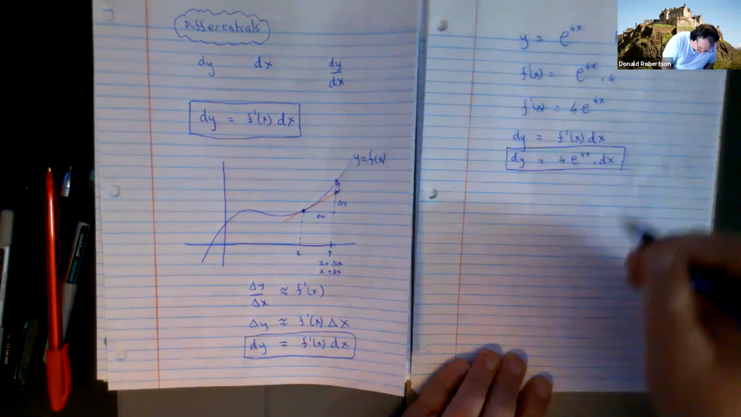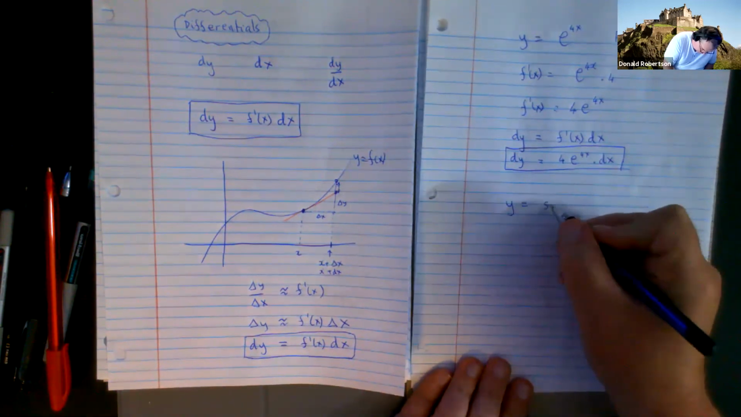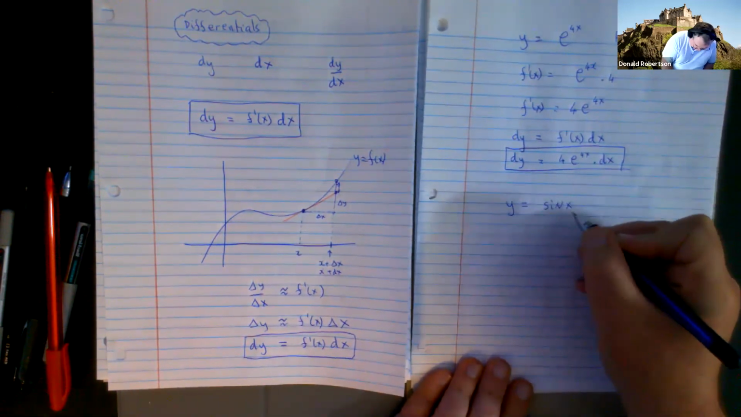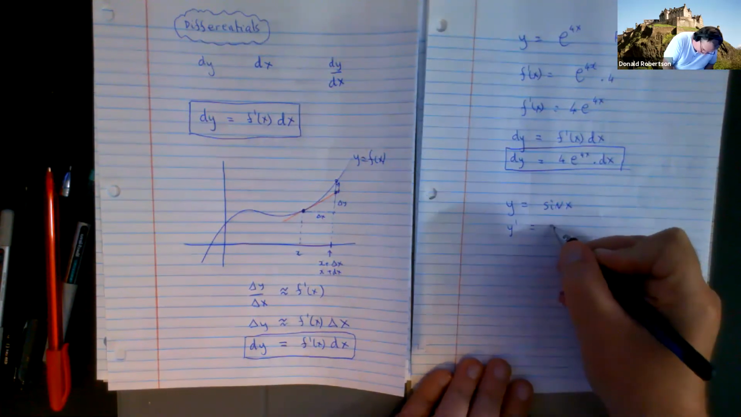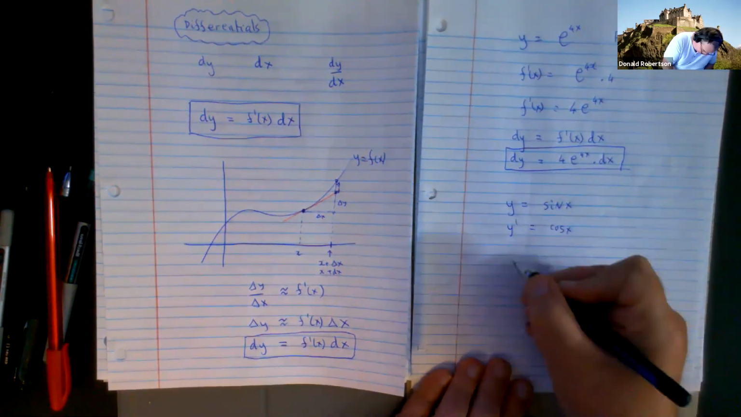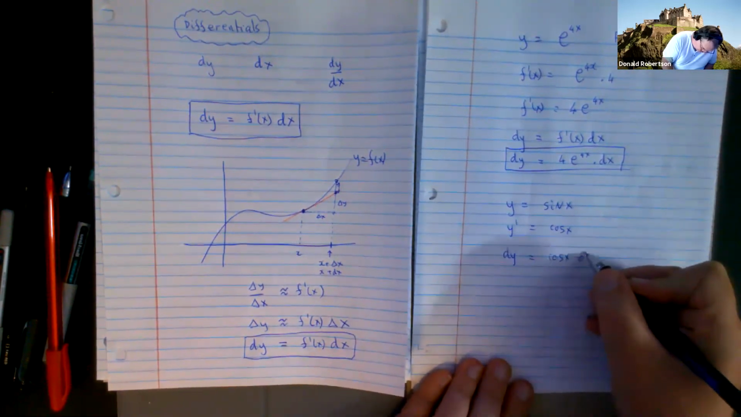And another one. Suppose I wanted to find the differential of sine x. Then its derivative would be cosine x, and its differential would be cosine x dx.